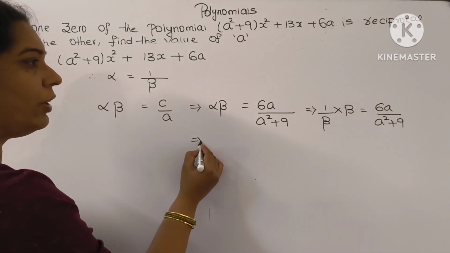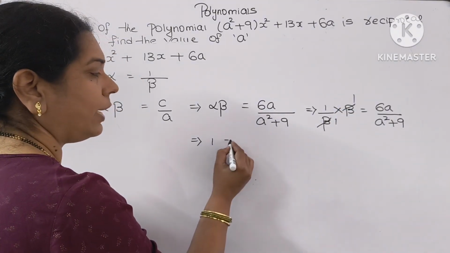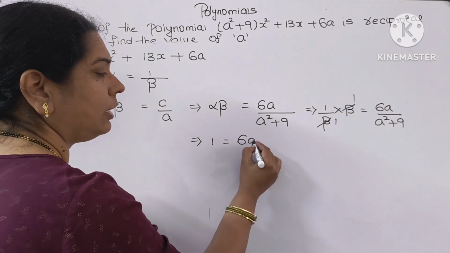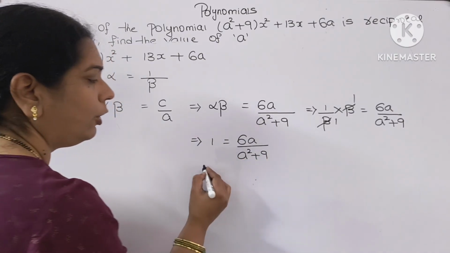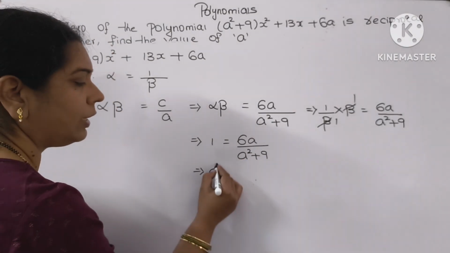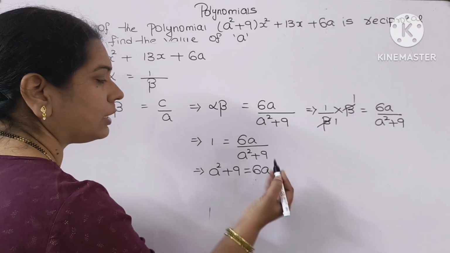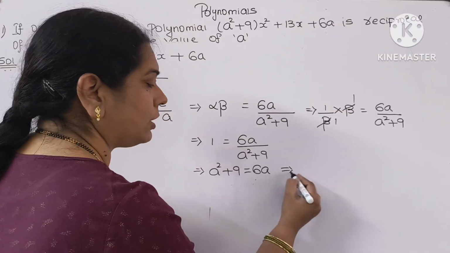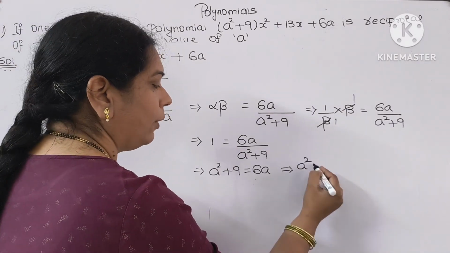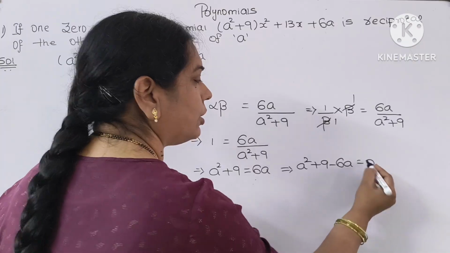So how will you simplify this? Beta will be cancelled. So the LHS will be 1 is equal to 6a by a square plus 9. Do the cross multiplication, and you will get a square plus 9 is equal to 6a. Now, take the 6a to the LHS, and you will get a square plus 9 minus 6a is equal to 0.